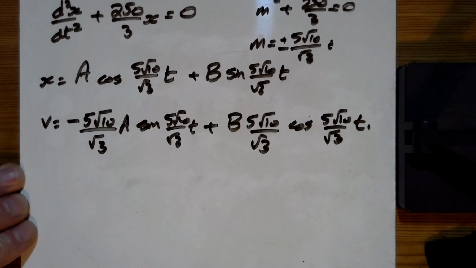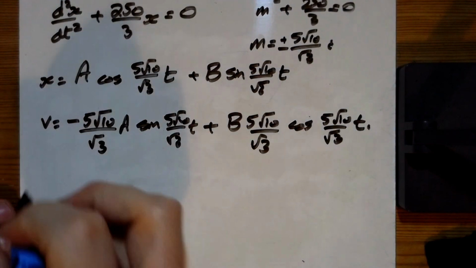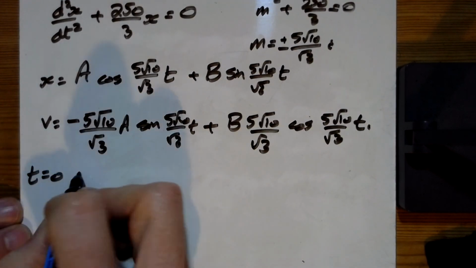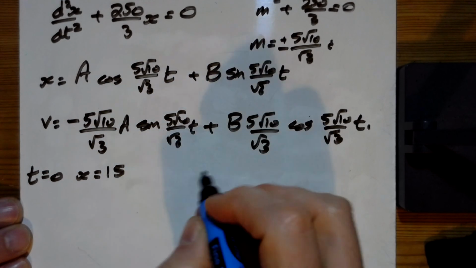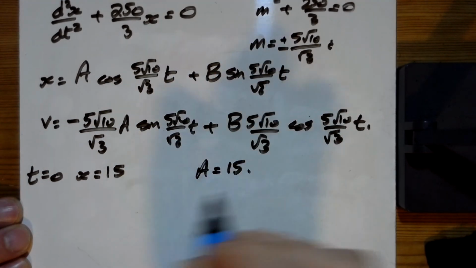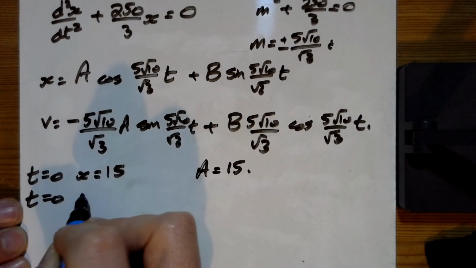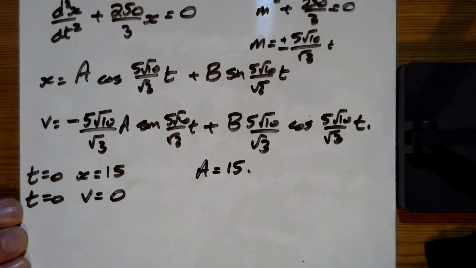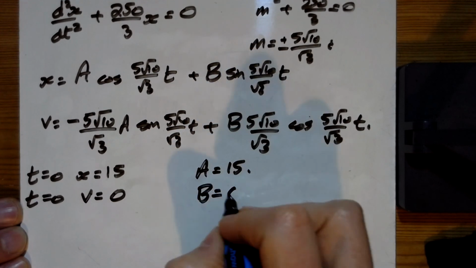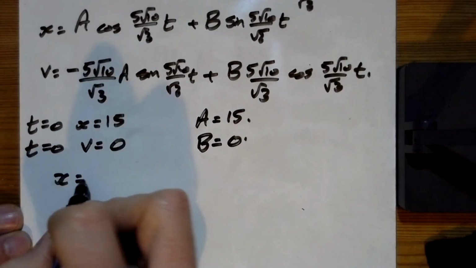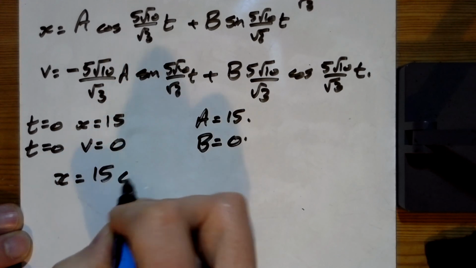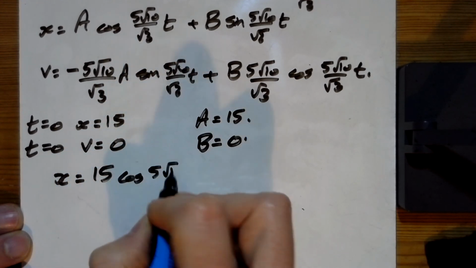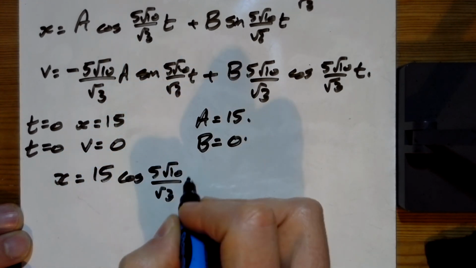What are we told? What are my additional conditions? Oh, I had to go back to the other page. So at t equals 0, x equals 15, and so that gives me a is equal to 15. And at t equals 0, the velocity equals 0 because it says it was released from rest, and so that tells me b is equal to 0. And my equation is 15 cos 5 root 10 over root 3 t.